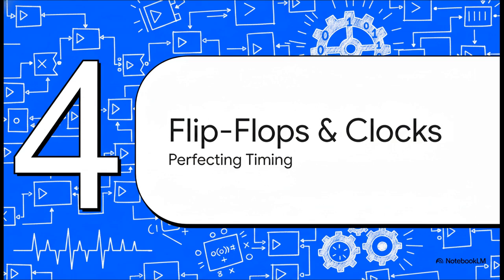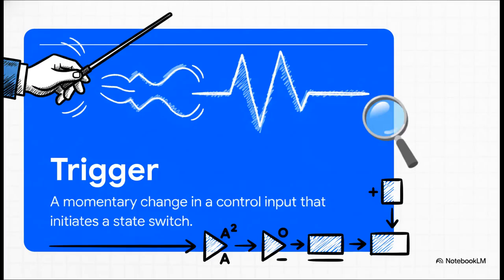Section 4. Flip-flops and clock pulses, perfecting timing. Okay, so we fixed the indeterminate state issue. Awesome, but we still have another hurdle: timing. Before we look at the wiring, let's quickly define a crucial piece of jargon. A trigger is a momentary change in a control input that initiates a state switch in a latch or flip-flop.